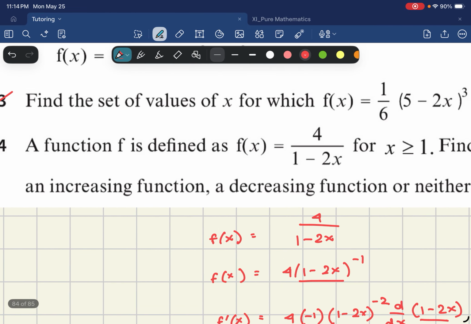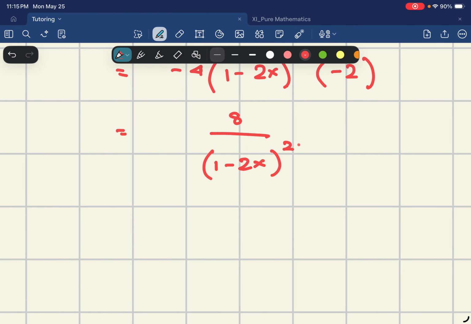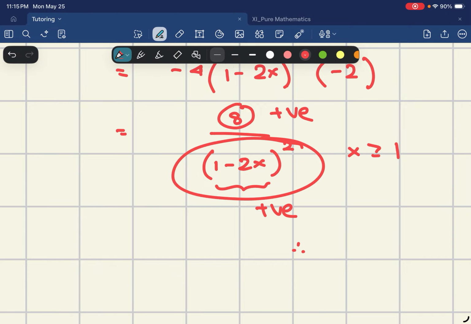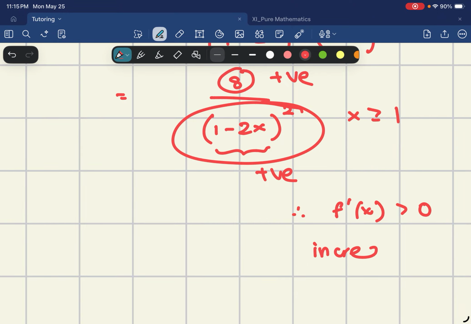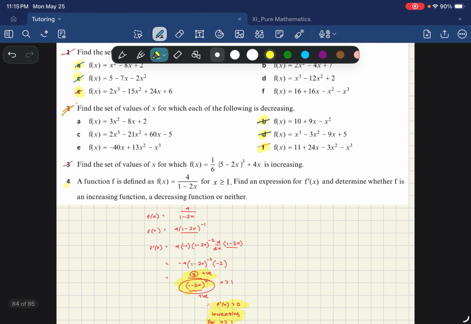And for x bigger than or equal to 1, if you put in x equals half, the denominator is going to be 0. So x cannot be equal to half. But it says x is bigger than or equal to 1, so it's fine. So for x bigger than or equal to 1, your numerator is positive, we have positive 8. Your denominator is also positive. Therefore, overall, f dash of x is bigger than 0. So your function is increasing for x bigger than or equal to 1. I'm so sorry, the dogs are howling outside. So it's an increasing function. Alright, so we're done with question 4.